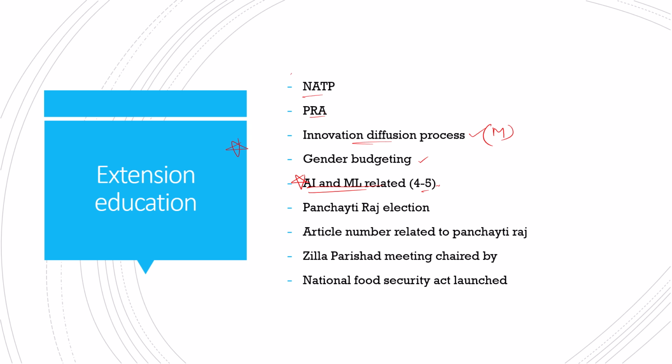Then Panchayati Raj factual questions were asked: the election of the president of Panchayati Raj, the article number related to it, who chairs the Zilla Parishad meeting, and the National Food Security Act. These were some of the factual questions. Not very difficult, although if you are not aware of these terms, you might find it difficult. So I would say extension had easy to moderate questions. Most were easy and some were moderate.